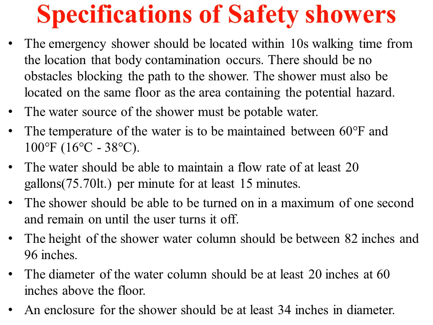And the shower should be able to be turned on in a maximum of 1 second and remain on until the user turns it off. The height of the shower water column should be between 82 inches and 96 inches, and the diameter of the water column should be at least 20 inches at 60 inches above the floor. They also mentioned the enclosure or the size of the shower should be at least 34 inches in diameter. So these are some of the standard specifications of the safety showers.